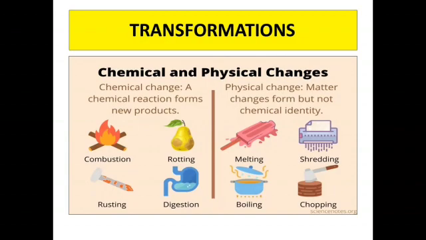Rotting is again a chemical change. Digestion again is a chemical change. Rusting of iron again is a chemical change, because in all the cases, new substances are formed. Whenever a substance undergoes a chemical change, we say that it has been transformed into a new substance. That is why carbon, on burning in air, forms carbon dioxide, which is a new substance. So, this was about transformation.